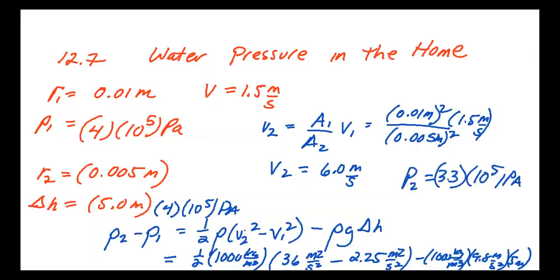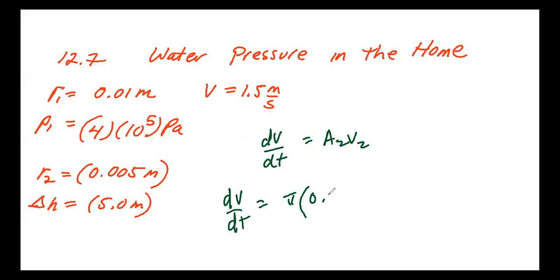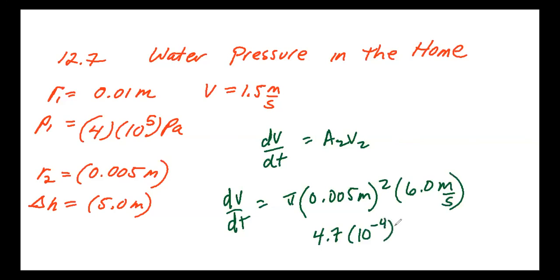All right. Okay, finally, I am asked to solve for the volume flow rate. So we have dV/dt equals A2 v2. So dV/dt equals pi times 0.005 meters, squared. I mean, that's A2, I'm sorry, my bad, times 6.0 meters per second. And this is going to be equal to 4.7 times 10 to the negative 4th meters cubed per second. And then we need to convert that into liters, and that is going to be equal to 0.47 liters per second.